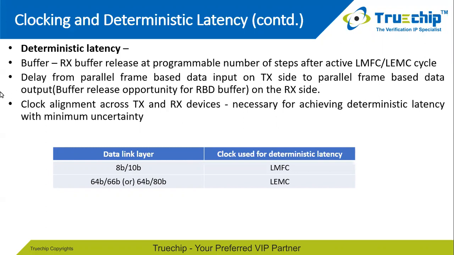Now, the deterministic latency is the delay from parallel frame-based data input on the transmitter side to the parallel frame-based data output on the receiver side, which is also the release opportunity of elastic buffers. In order to achieve deterministic latency with minimum uncertainty, it is necessary to align the LMFC or LEMCs at both the sides as closely as possible.